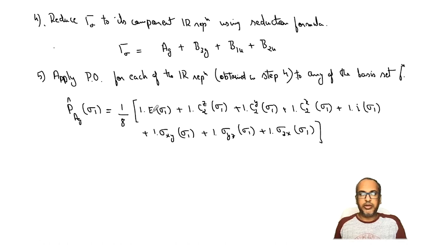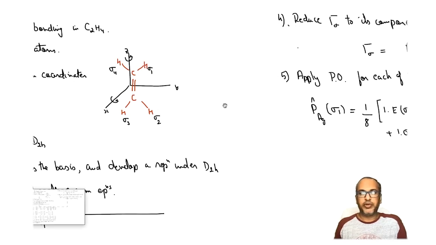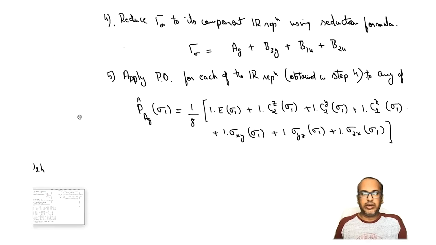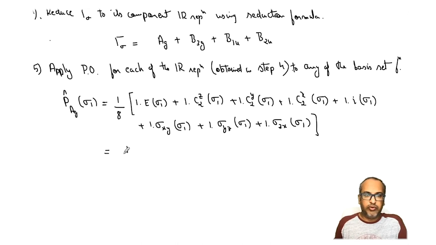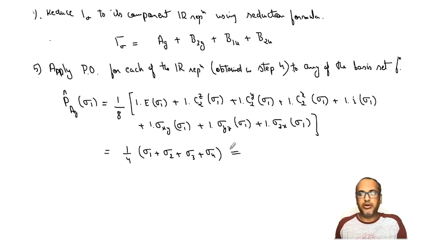So again, it is not required for me to do this complete calculation for you. I'll just give you a couple of solutions. If you apply E on sigma 1, you will get sigma 1. If you apply C2z on sigma 1, so let us again look back, you will get sigma 4, right? Similarly, if you apply C2x on sigma 1, you will get sigma 3. If you apply C2y on sigma 1, you will get sigma 2 and so on, right? So the resultant of this is going to be 1 over 4 times sigma 1 plus sigma 2 plus sigma 3 plus sigma 4, okay? And upon normalization you can write this as 1 by 2 times sigma 1 plus sigma 2 plus sigma 3 plus sigma 4. Remember, we need to develop orthonormal sets. Okay, so this has to be normalized.